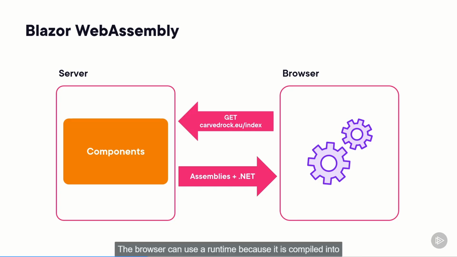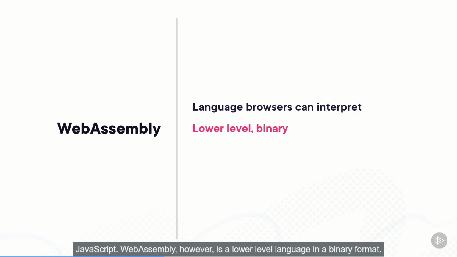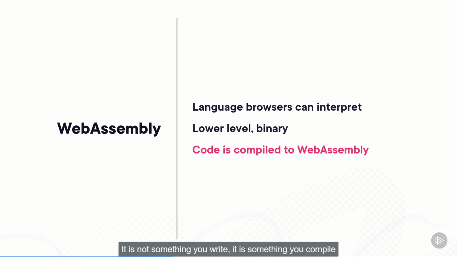The browser can use the runtime because it is compiled into WebAssembly, a language the browser can understand, just like JavaScript. WebAssembly, however, is a lower level language in a binary format. It is not something you write, it is something you compile your code to, just like C# code is compiled to intermediate language in .NET assemblies.